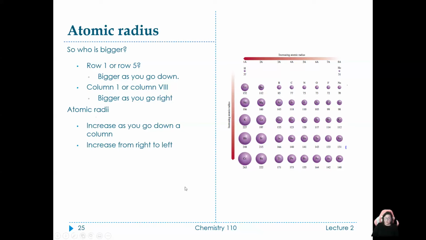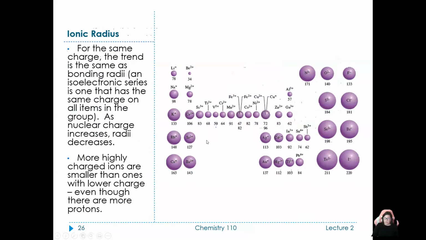Our ionic radius is going to have some weirdness to it as well. For the same charge, the trend is the same as the bonding radii. An isoelectronic series is one that has the same number of electrons on all items in the group. As nuclear charge increases, the radii decrease. So the bigger the nuclear charge, the smaller the radius. Okay. More highly charged ions are smaller than ones with lower charge, even though there are more protons. So even though that nucleus has gotten bigger, that electron shell pulls in more, for the same reason that we just talked about with the ions. Okay.